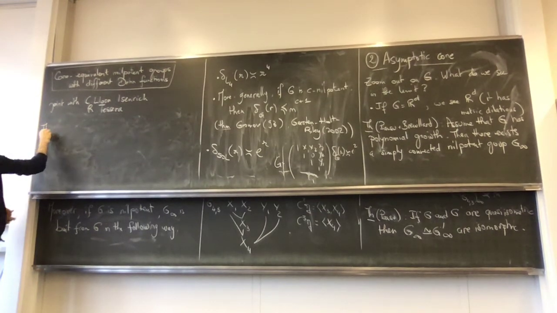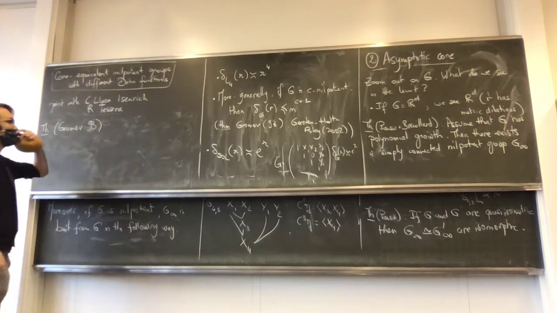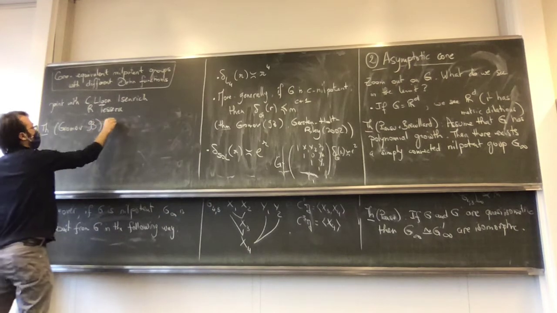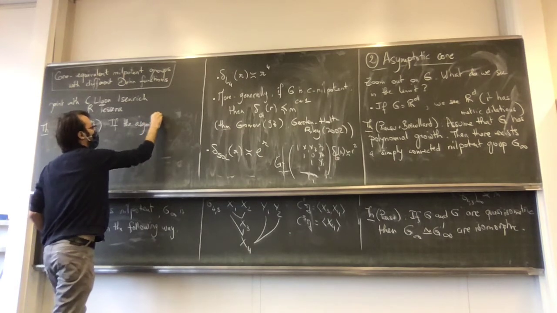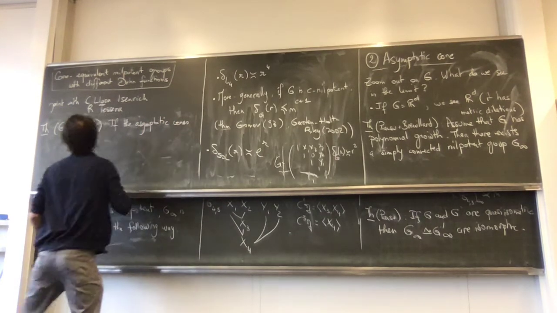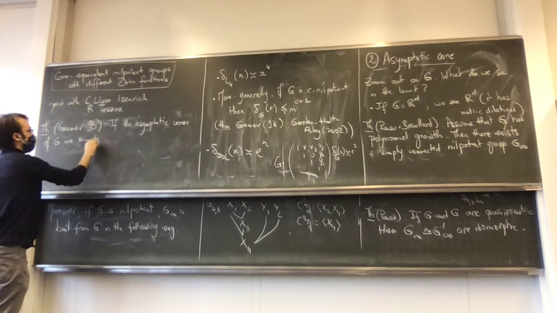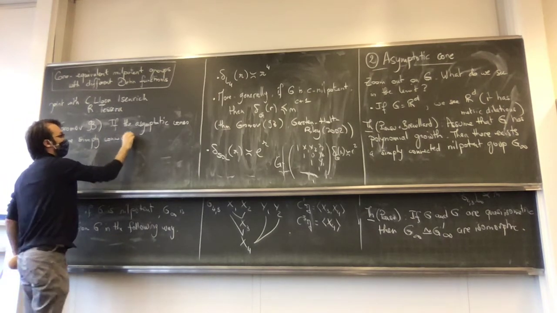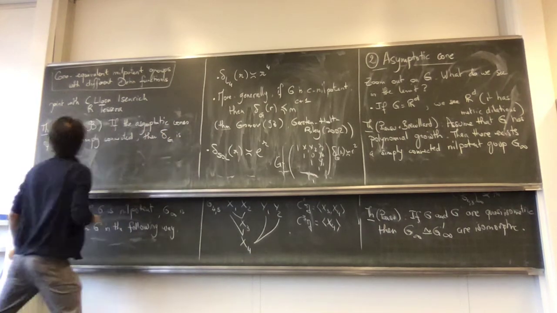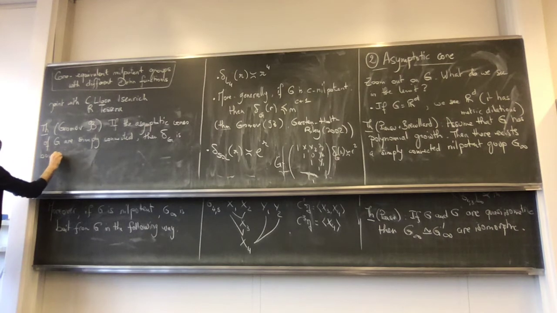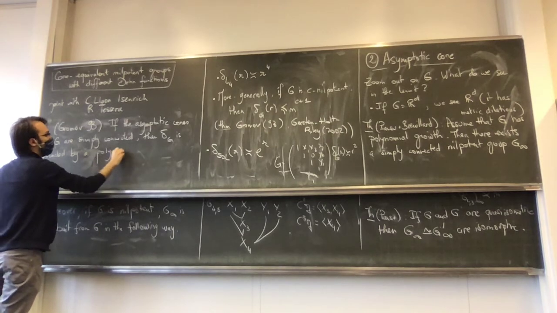The first thing we can say is actually not too hard. This was observed by Gromov, who introduced the whole asymptotic cone thing. If the asymptotic cones of G are simply connected, then the Dehn function is bounded by a polynomial. What are the assumptions on G? It's a simply connected Lie group.